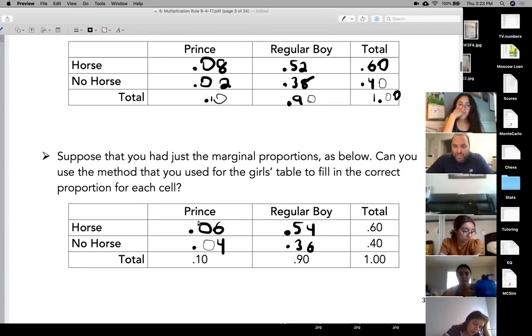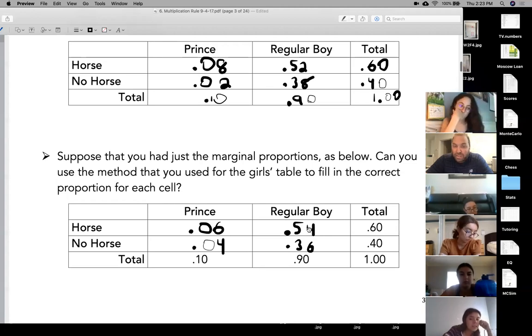Well, if I know that the person has a horse, does that change the likelihood of whether it's going to be a prince or a regular boy? Does knowing that it's a horse affect the likelihood that it's a prince or a regular boy? Well, if it's a horse, according to this, we know that 6% of the princes have horses, correct? And 54% are regular boys, right?